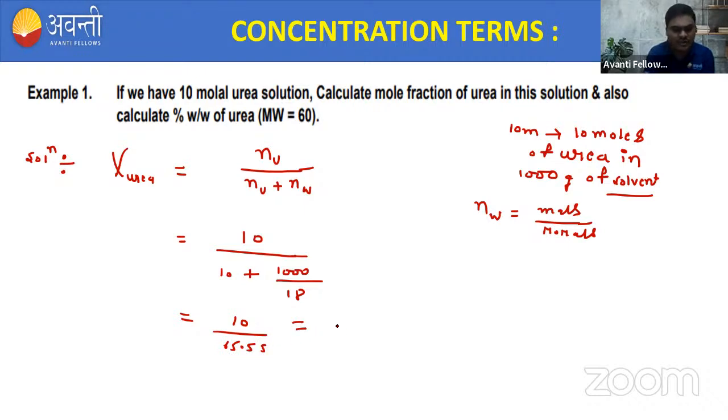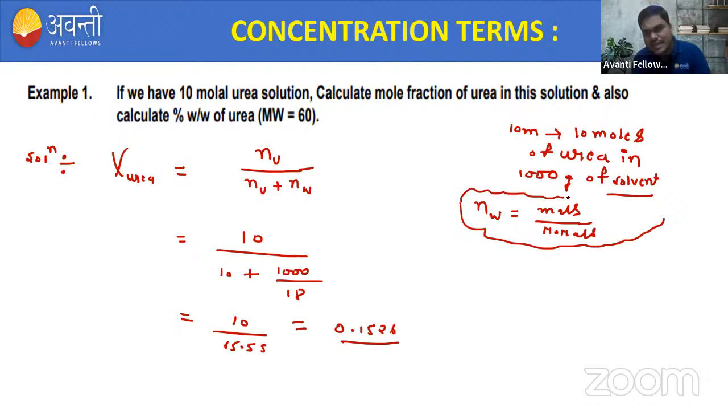So just solve this, you get a value like 0.1526. And this is a unitless quantity, because the mole fraction is the number of moles divided by the total number of moles, so the same units are dividing. So we can say this is a dimensionless, or unitless, quantity. So this is how you calculate the mole fraction of urea. Anyone having any kind of doubt till now? You can ask if you have any doubt. No? Okay.